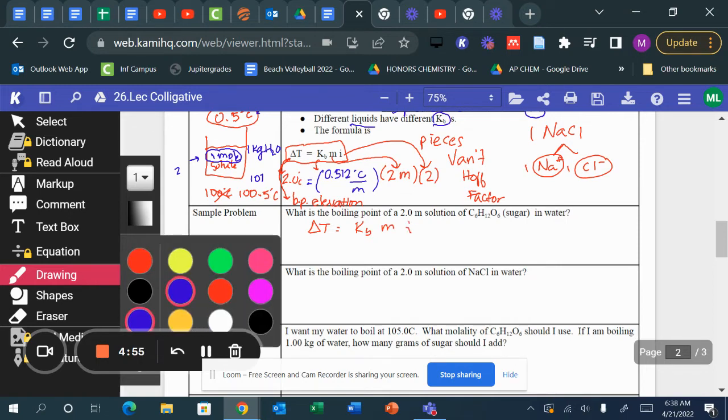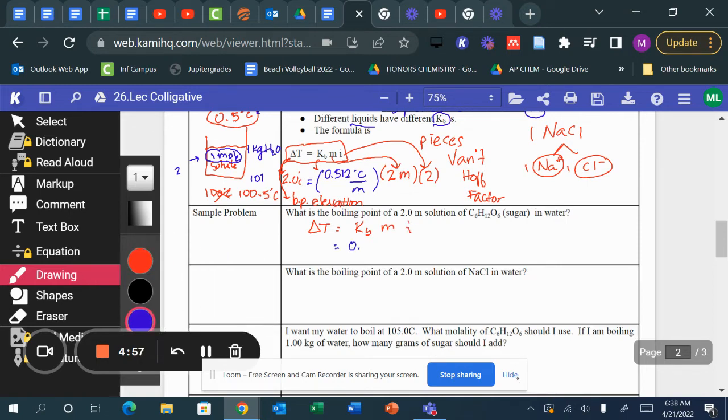Okay, so Kb is 0.512 degrees C per molal. The problem says you have 2 molals. In future problems, maybe they won't give you the molal. You solve for it. You just plug it in there. And the i for sugar is, do you know? Well, it's only one piece, right? Because it's a non-metal covalent compound. It will not split, so you only have the effect once. So if you multiply these, you get 1.0 degrees Celsius.